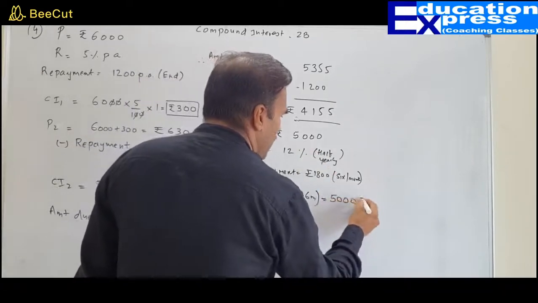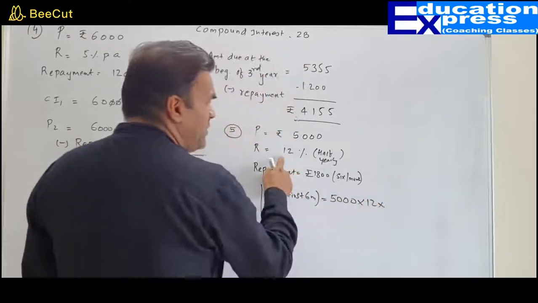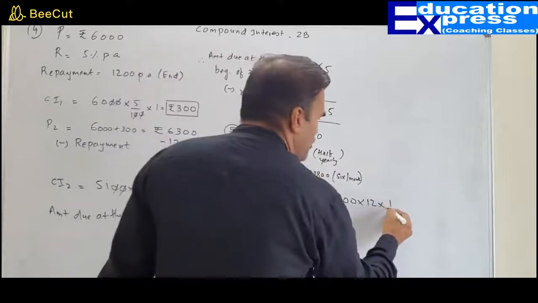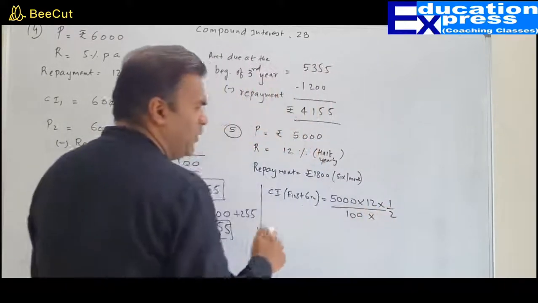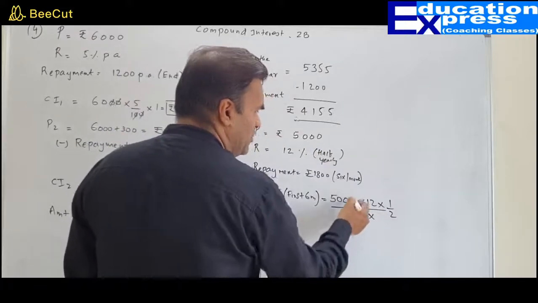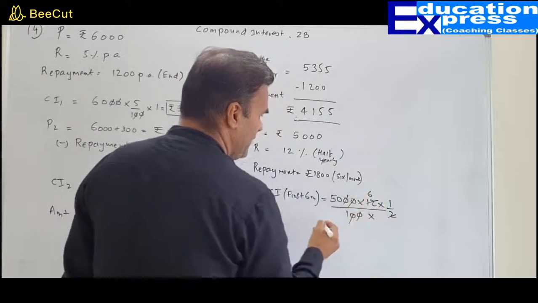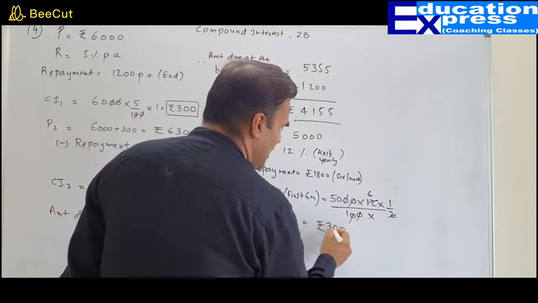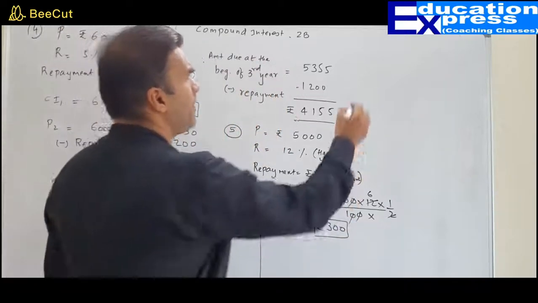5,000. What is the rate? So 12%. What about the time? So the time is half year because interest is half yearly. So half, the whole upon 100. So how will you do the calculation? 0, 0, 0, 0. 1 za, 6 za. So the interest amount would be rupees 300. Absolutely right.